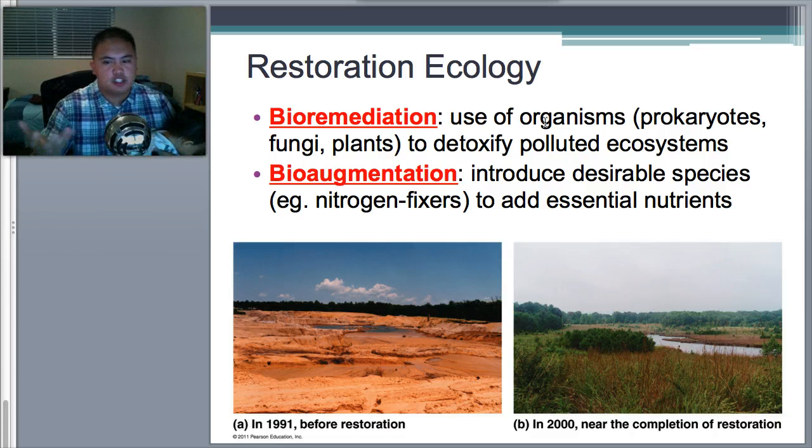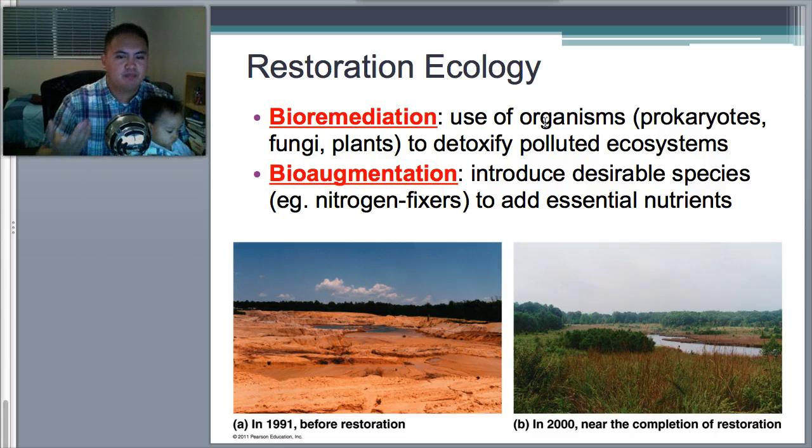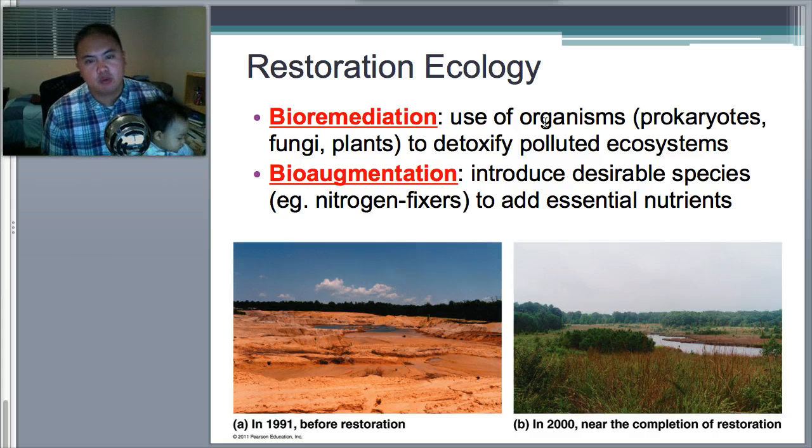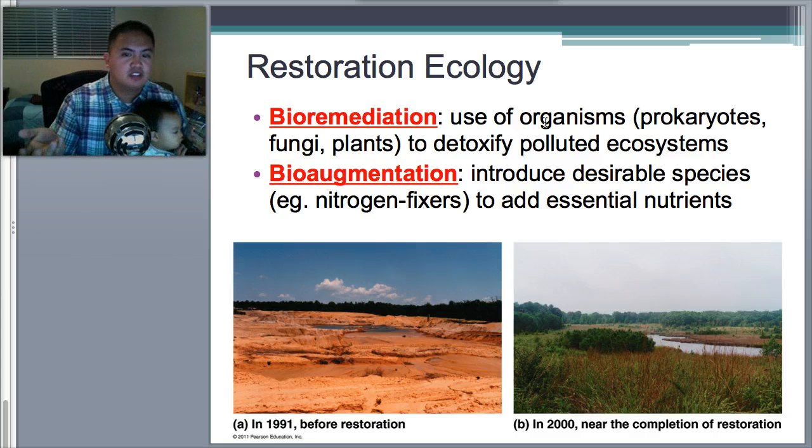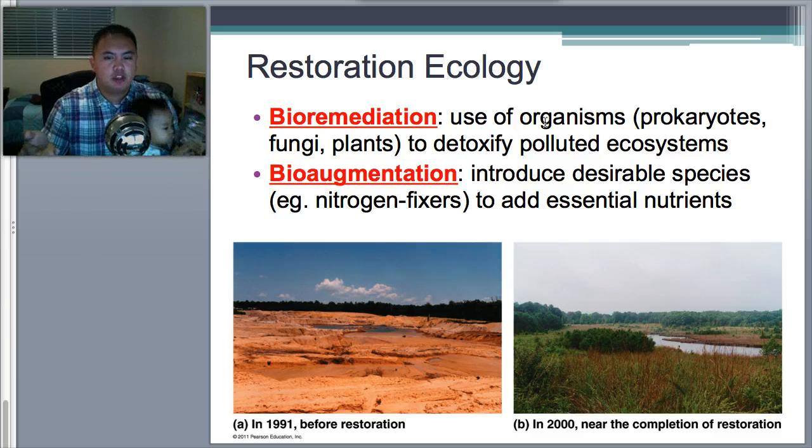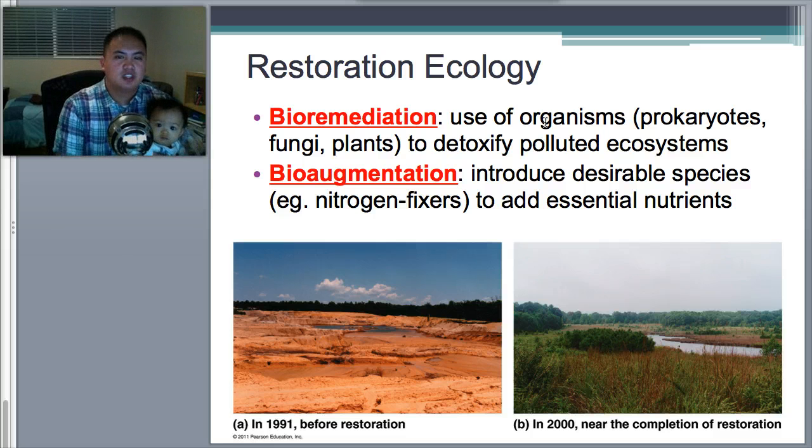Like, oh, this is destroying our ecosystem. Let's build a robot or make a chemical so it fixes it. Problem is, and maybe you know this, if I introduce something new, remember we talked about non-native stuff like killer bees, once you introduce new things, it actually makes more problems. So why they use bioremediation is because if we use organisms like prokaryotes, fungi, plants, natural stuff, then it doesn't create these new problems.